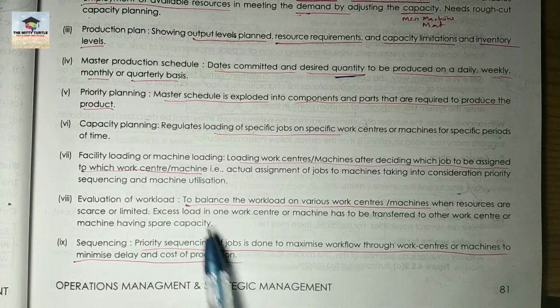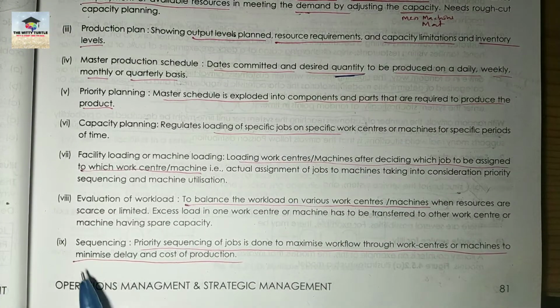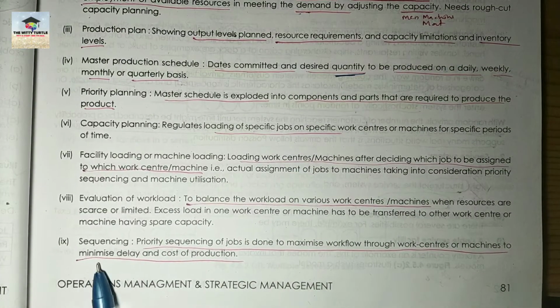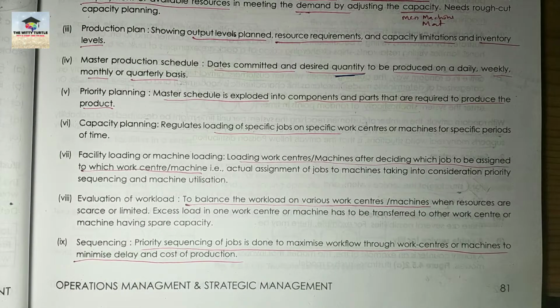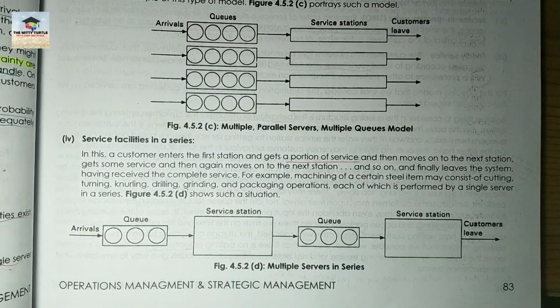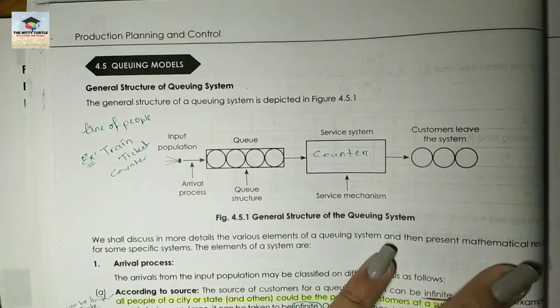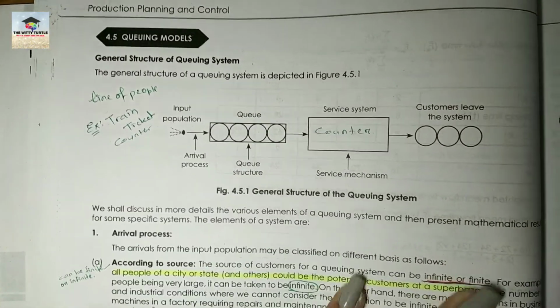Obviously, you have to balance the workload on various work centers or machines. And then lastly, sequencing, right? So you have to make the sequencing of the jobs according to the priorities. Understood? So this way we have completed our scheduling chapter. In the upcoming classes, we will study queuing, right? Queuing models.